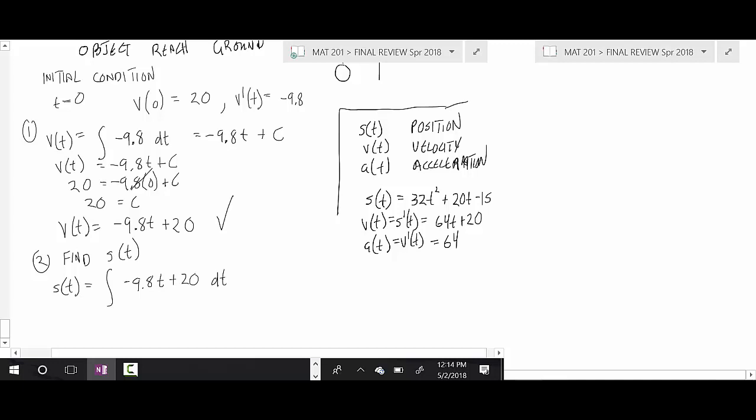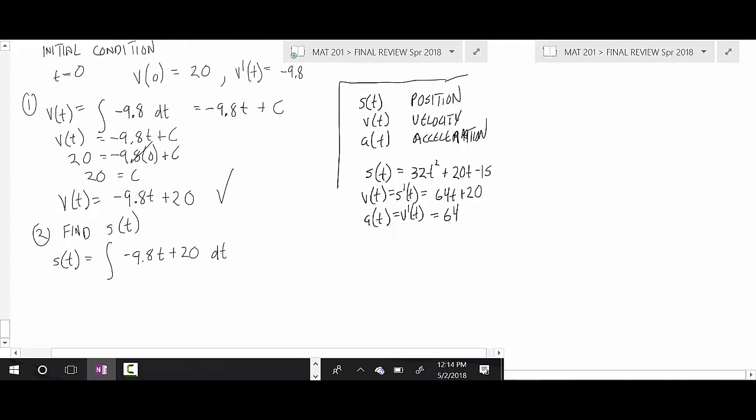That's going to be the whole key to getting this problem figured out. That integral should be pretty simple. That's going to be negative 9.8, and then what do you do with the t? t squared over 2, power rule. And how about the integral of 20? 20t. Then you have plus c like that.